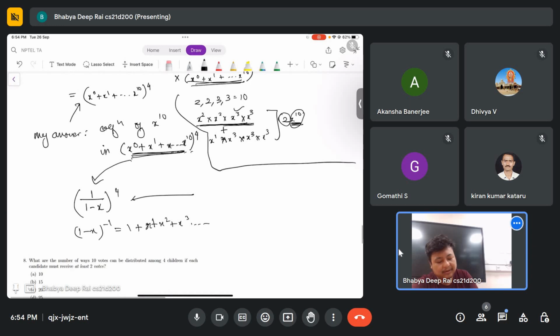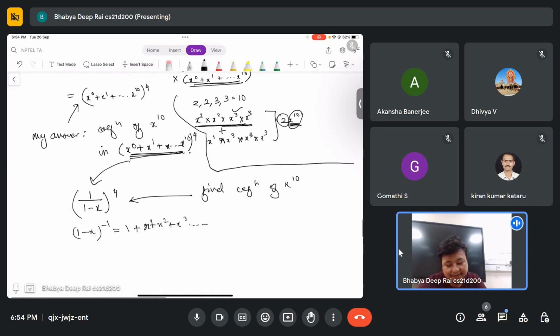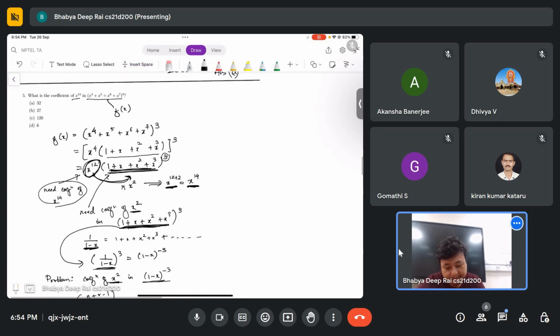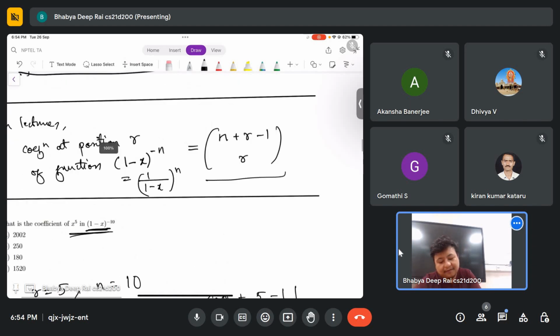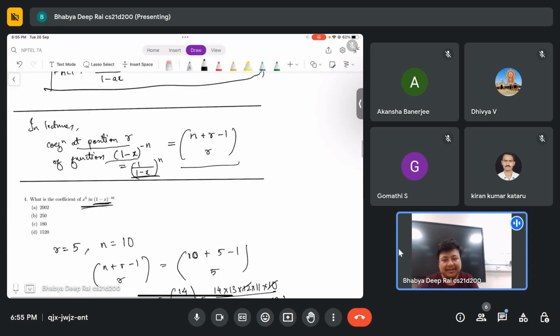Now find the coefficient of x to the 10. How do you find the coefficient of x to the 10? Now we go to the previous formula that we saw. What is the previous formula? The coefficient at position r of the function 1 minus x whole to the power minus n, or 1 by 1 minus x whole to the power n, is nothing but n plus r minus 1 choose r.